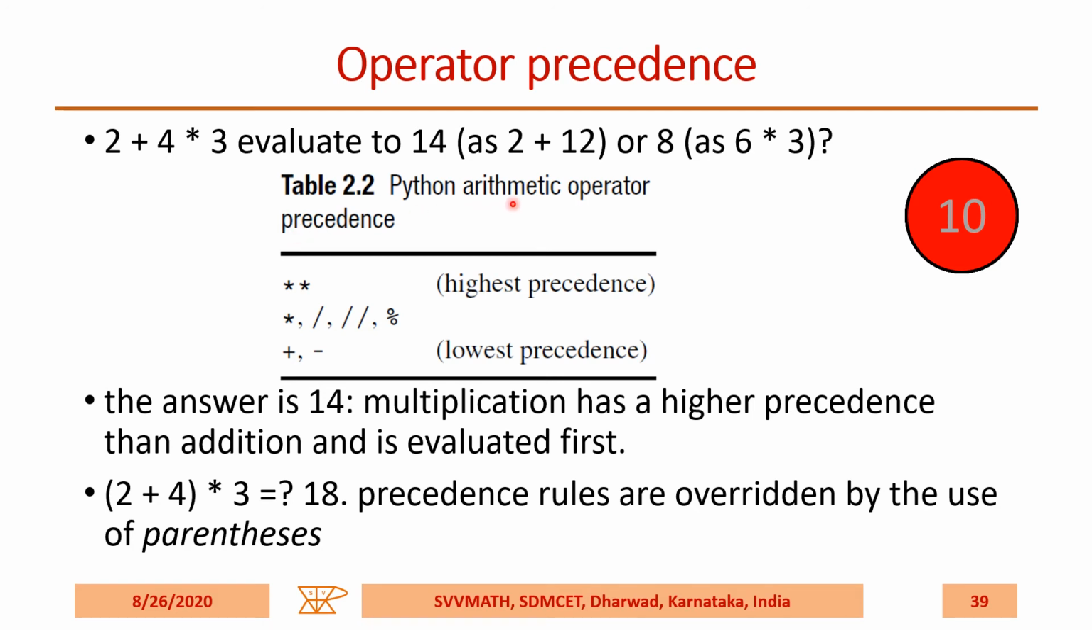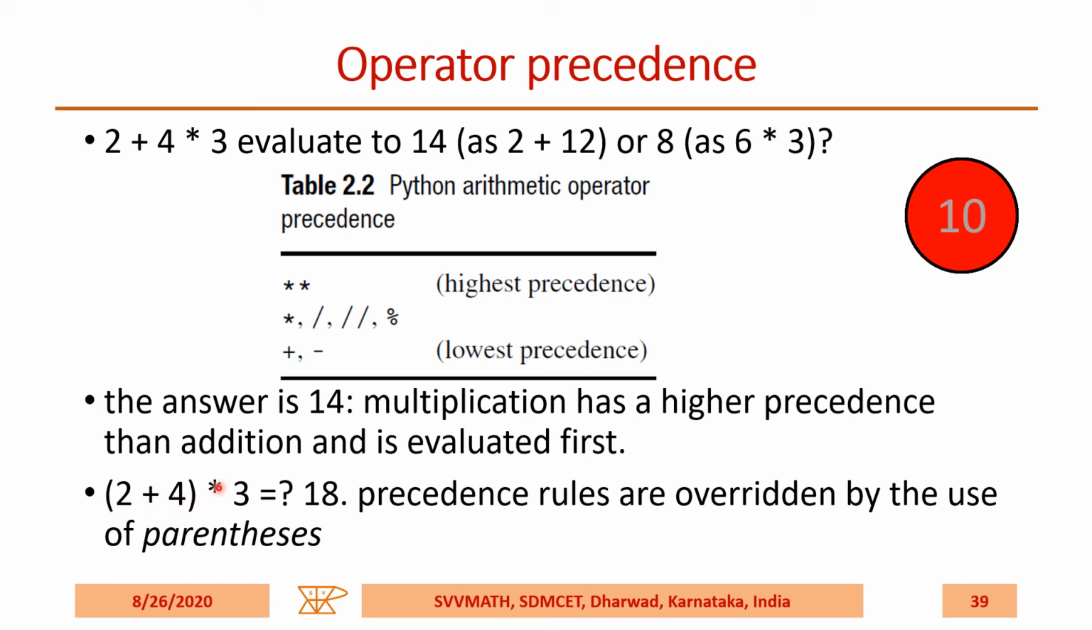So, Python arithmetic operator precedence. The highest is exponentiation, then multiplication, and the lowest precedence is addition and subtraction. The answer is 14 for this particular expression, because multiplication has higher precedence than addition and is evaluated first. Therefore, 4 into 3, 12, plus 2 becomes 14.